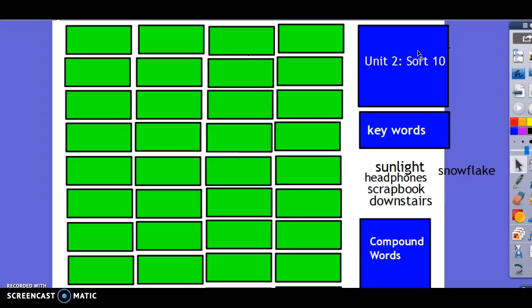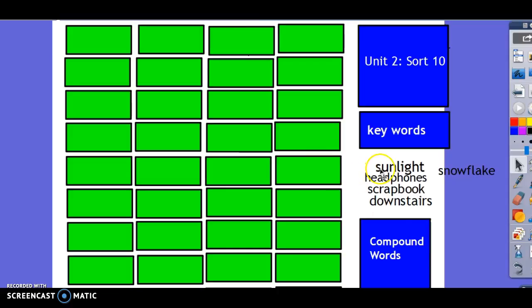A compound word is when you take two words and you put them together to create a new meaning. This may be a review for you, but reviews are always helpful. The thing about compound words is usually the spelling of each word doesn't change, we're just putting them together.